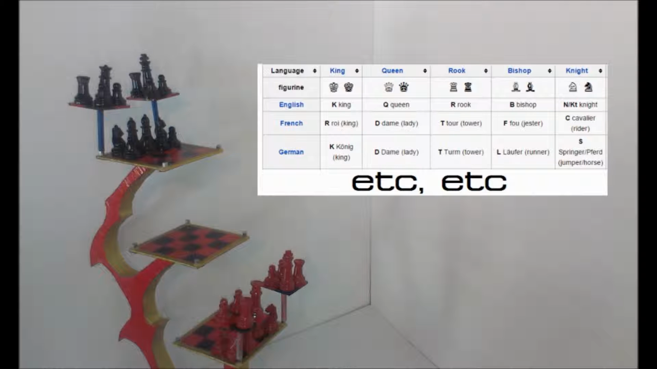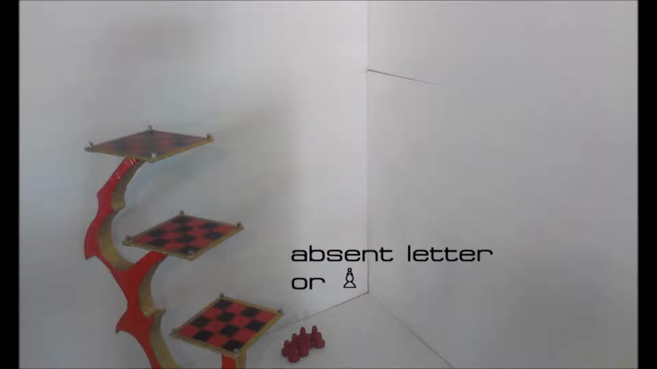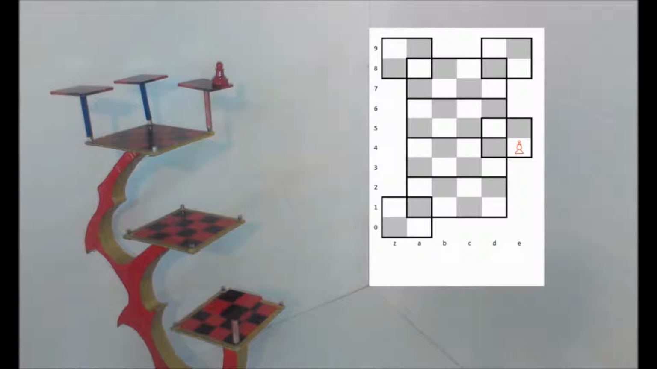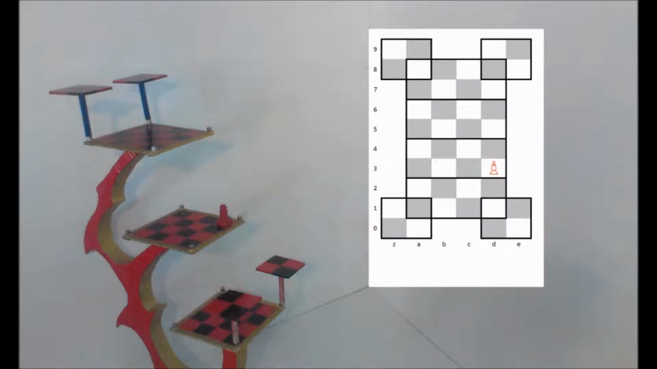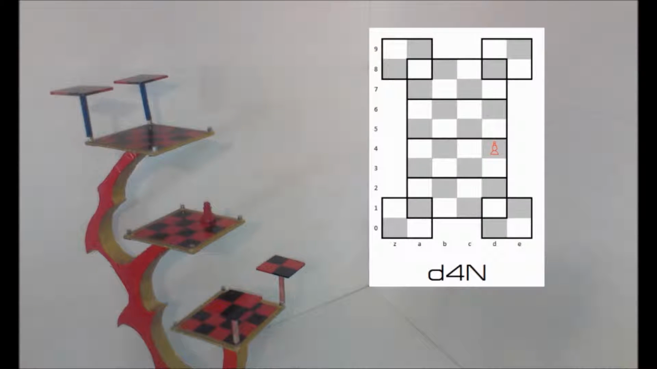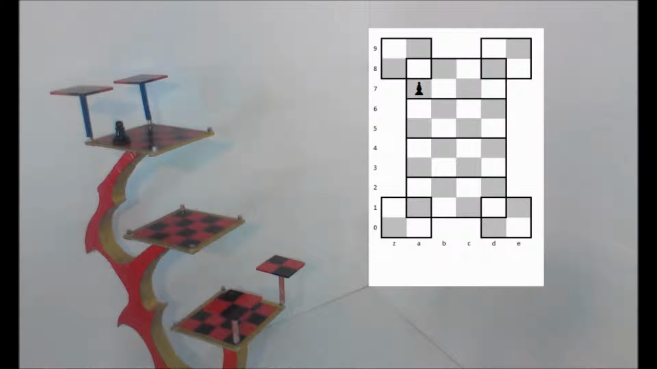15.3. For the abbreviation of the name of the piece, each player is free to use the name which is commonly used in his or her country. 15.4. Pawns are not indicated by their first letter, but are recognized by the absence of such a letter. Examples: E5. D4 neutral. A5 black.